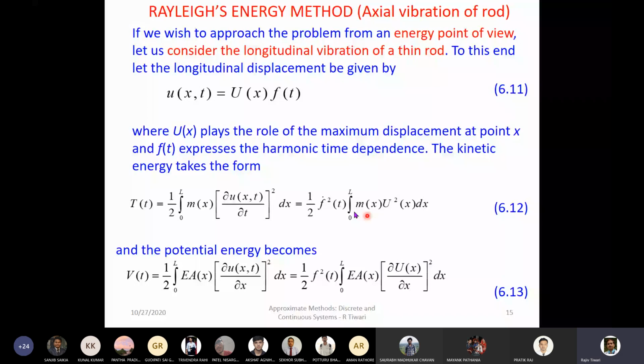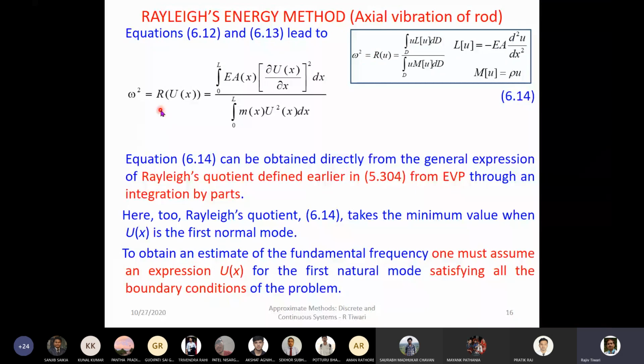Similarly, for the potential energy, when we substitute this assumed solution, the differentiation is with respect to x, so u gets differentiated. F will go out of the integral as it is, with the square. Here there is no derivative with respect to time. So this is the kinetic energy and potential energy, and the Rayleigh's quotient in the energy form we can write like this.